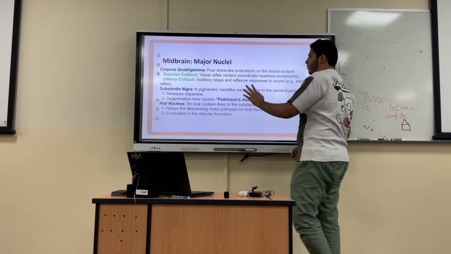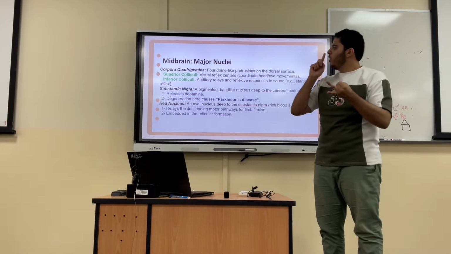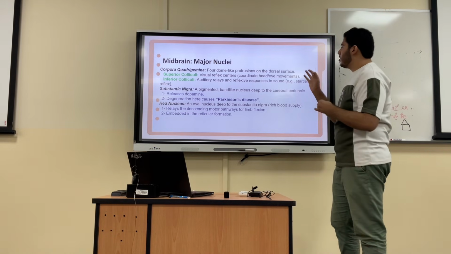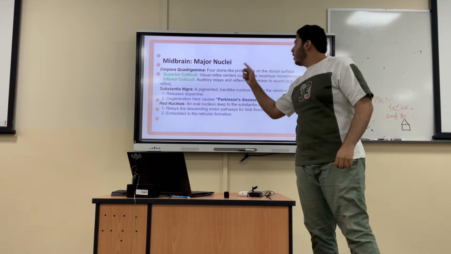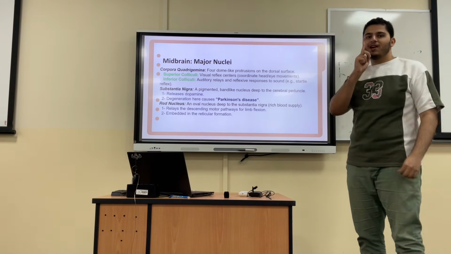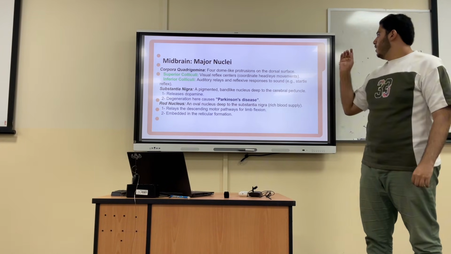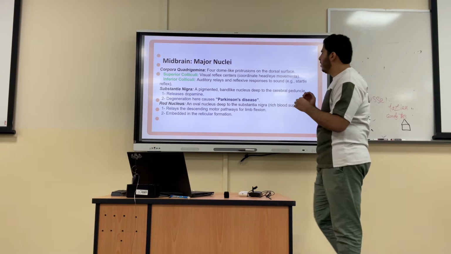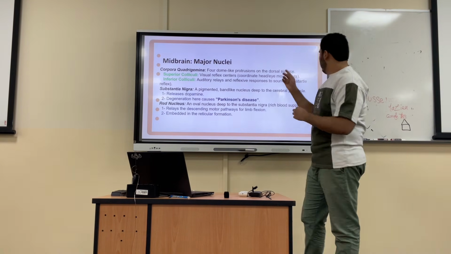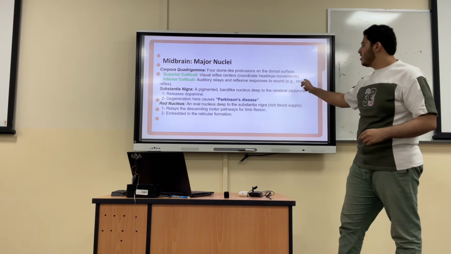Now, on the dorsal surface, we have the superior colliculi and the inferior colliculi. This is very important to memorize because it's important for your exam, guys. The superior colliculi are associated with visual reflex centers. But the inferior colliculi are auditory relays and reflexive responses to sound. There is an example mentioned in your book, the startle reflex.